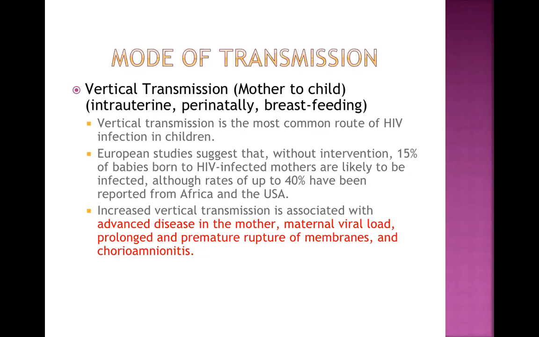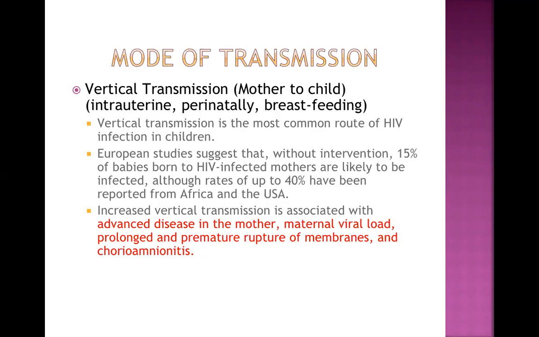Increased vertical transmission or mother to child transmission is associated with many factors, like advanced disease in the mother, which is very easy to understand. Increased maternal viral load: the more viruses present in the mother, the more chance of passing those viruses to the baby.